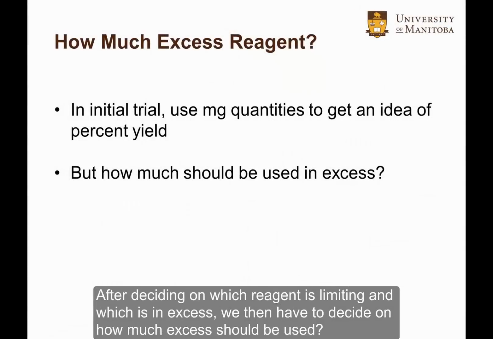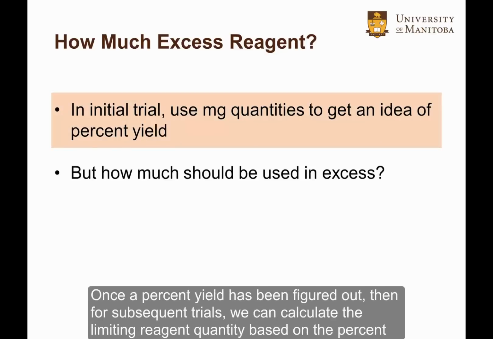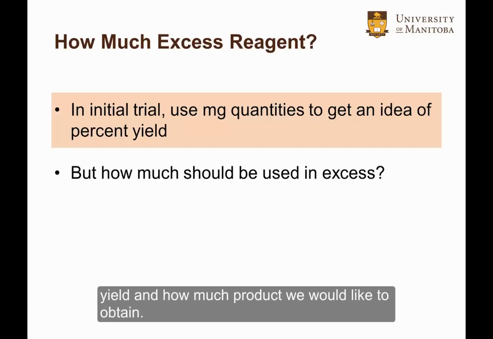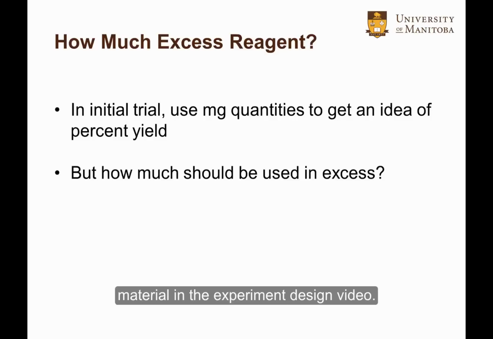After deciding on which reagent is limiting and which is in excess, we have to decide on how much excess should be used. The first time a reaction is performed, we usually keep the quantities in the milligram range. Once a percent yield has been figured out, then for subsequent trials, we can calculate the limiting reagent quantity based on the percent yield and how much product we want to obtain. To decide on how much excess reagent to use, I'll incorporate it into a more general and inclusive discussion relating to the material in the experiment design video.